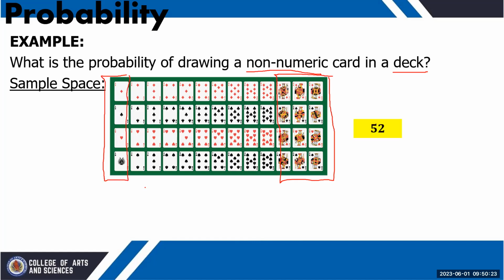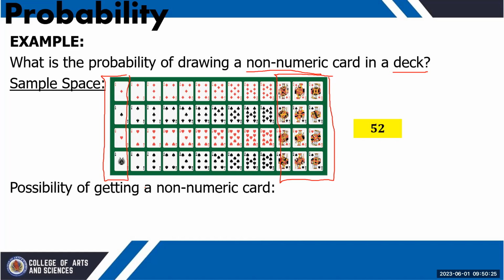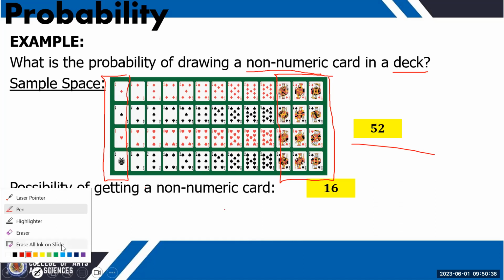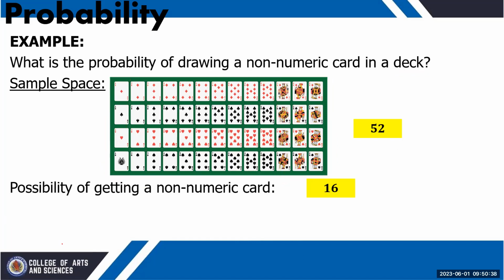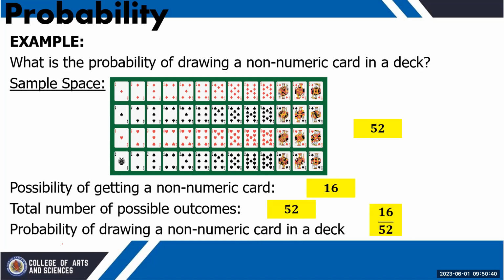So the number of our favorable cases is 12 plus 4, 16. Out of your sample space na 52. So the probability of getting a non-numeric card from a deck is 16 over 52, or simplifying, 4 over 13. Okay? So in getting the probability, ang unang gagawin, kunin yung sample space.